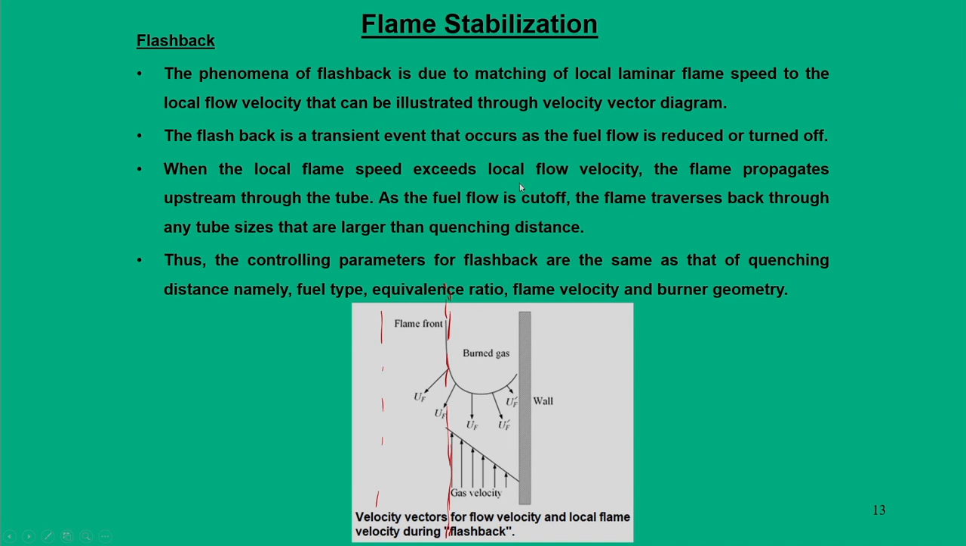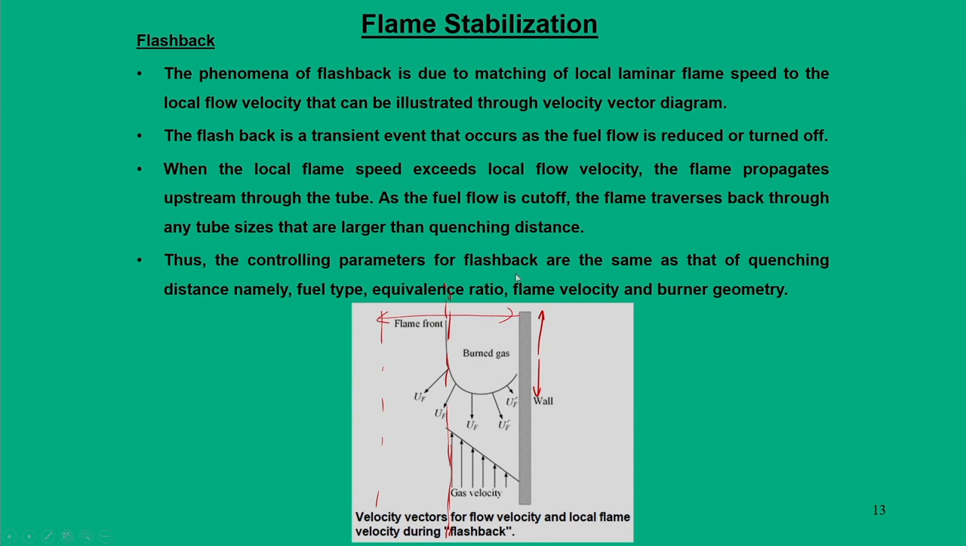When the local flame speed exceeds the local velocity, the flame propagates back through the tube, which is quite natural. As the fuel is cut off, the flame traverses back through any tube size that is larger than the quenching distance. So, for example, if the flame sees a tube diameter larger than the quenching distance, instead of moving further, the flame tries to come back, and there the explosion can happen, if the tube size is not designed as per the quenching distance.